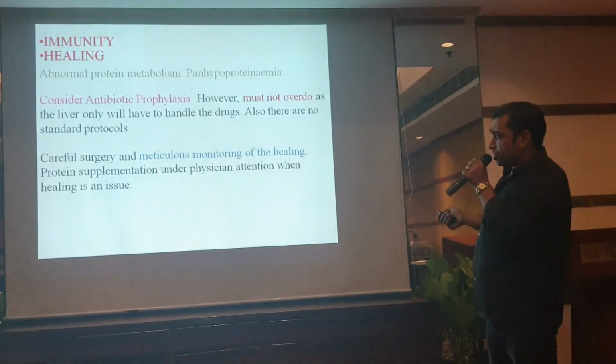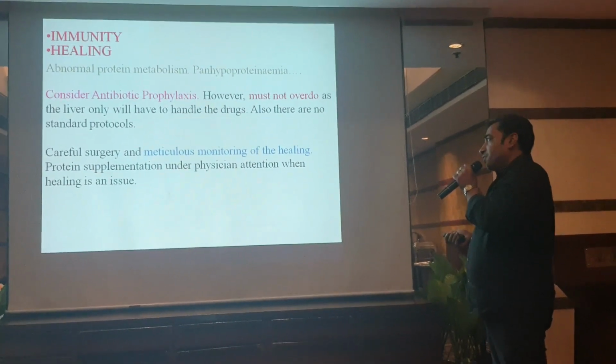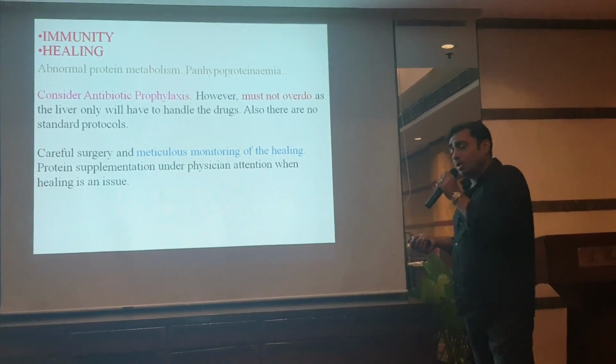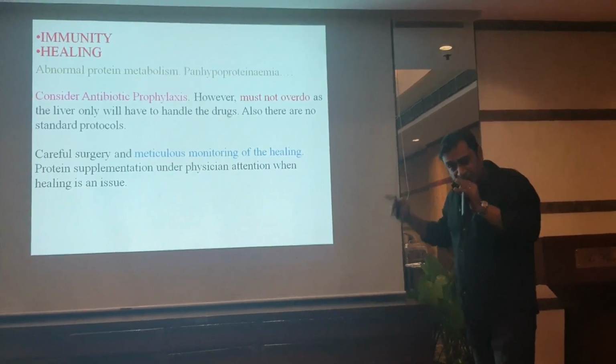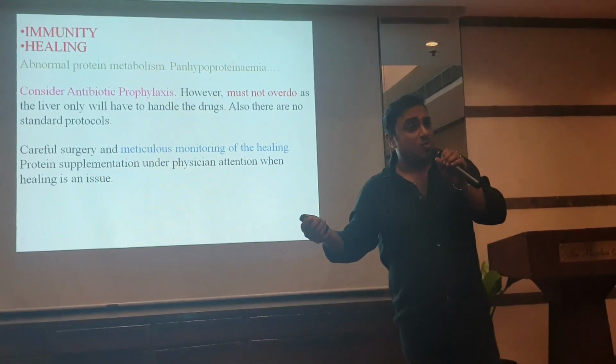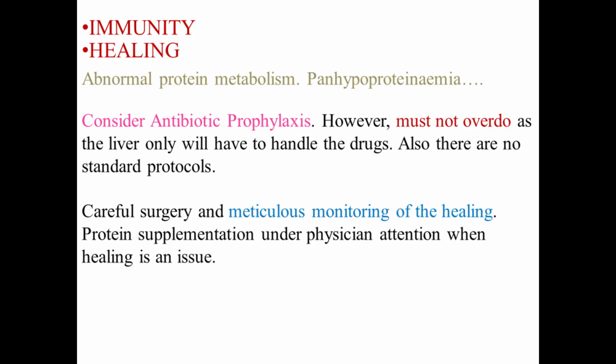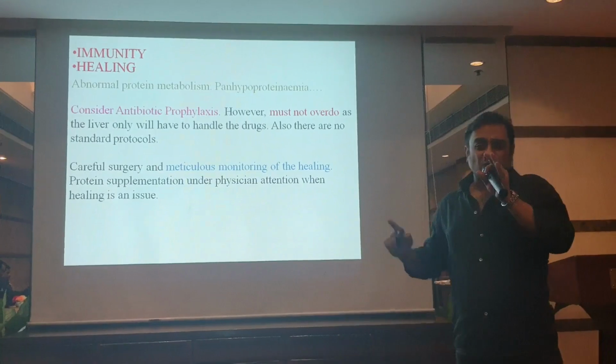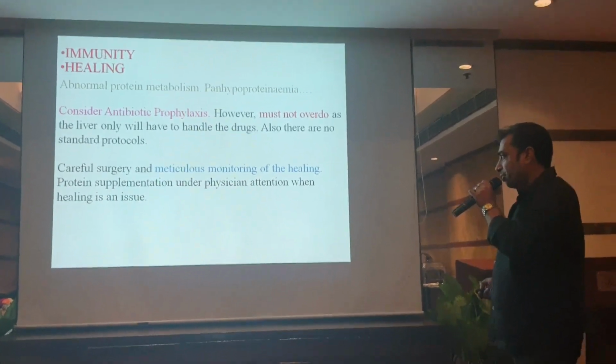Careful surgery, meticulous monitoring of healing, protein supplementation under physician attention when healing is an issue. If the healing is a serious issue, ask for a total protein, albumin and albumin-globulin ratio. Get the reports. If you see they are pretty low, send the patient to a good physician to have the albumin corrected. Don't try to correct albumin. There are major issues with albumin infusion. It should not be done on an OPD basis. Let the persons who are good at doing it handle the scenario.